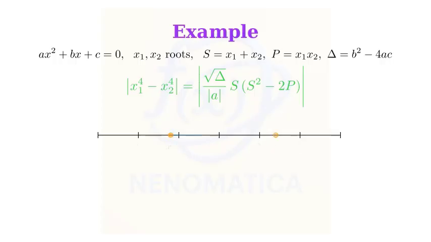Before the algebra, a quick picture. Think of the two roots as points on a number line. The distance between them is the absolute value of x sub 1 minus x sub 2. That distance will soon become the square root of delta over absolute value of a.